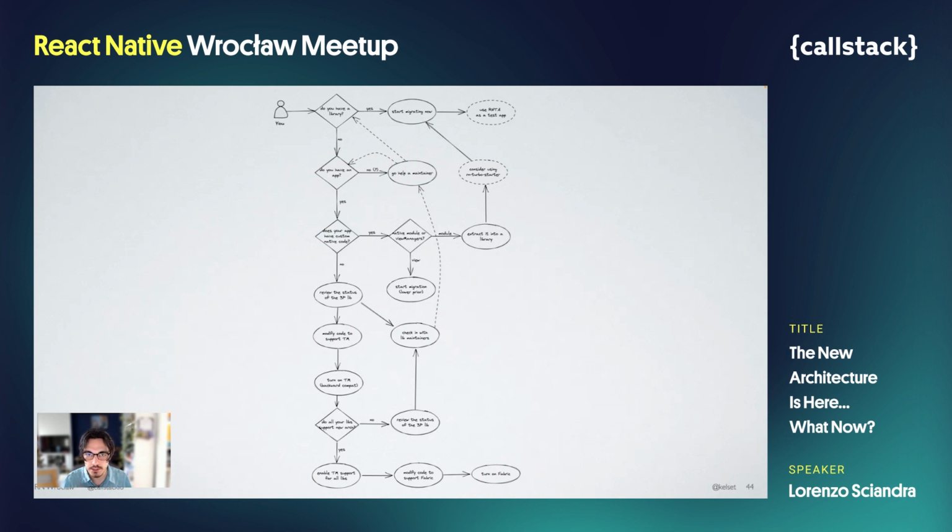Basically, the idea here is that I'm starting from the perspective of: do you have a library? If you have one, migrate it now. The easiest way to get to the new architecture is when libraries have new architecture support. So that should be the priority. If you have any library, you should migrate it right away. That should be your first focus.